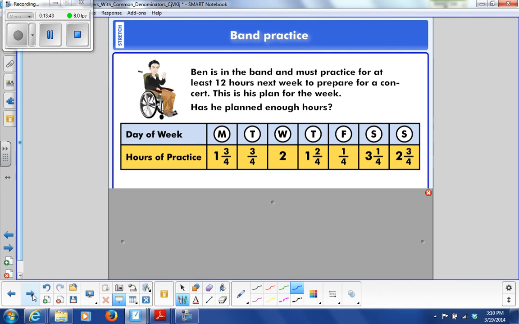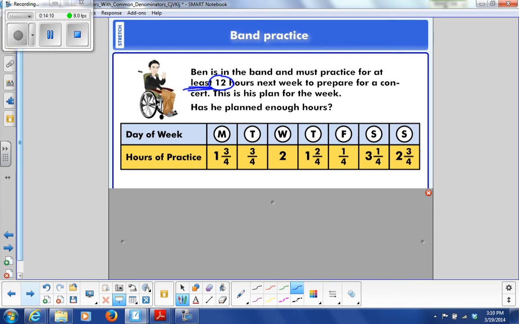All right, here's some more practice. Ben is in the band and must practice for at least 12 hours next week to prepare for a concert. This is his plan for the week. Has he planned enough hours? So I need to get up to how many hours? 12 hours. So that means I'm going to have to try to add these hours together to make sure that it's at least 12.